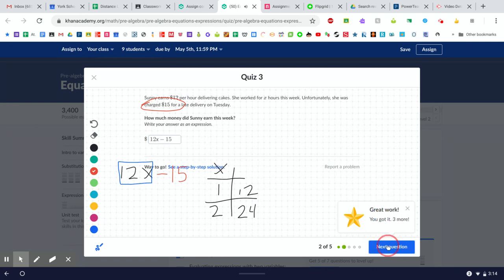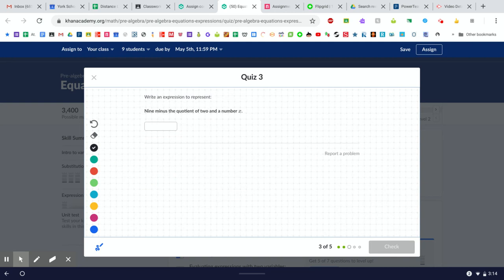All right, next one. Here we go. Write an expression to represent 9 minus the quotient of 2 and a number x. So this looks a lot like the first problem we tackled. Quotient is a keyword. I know we're going to need division in here somewhere because I need to find a quotient. And it says 2 and a number x, so I'm going to write them in the order they're written in: 2 divided by x. Now, I need to find 9 minus. Minus is a keyword. I need subtraction.